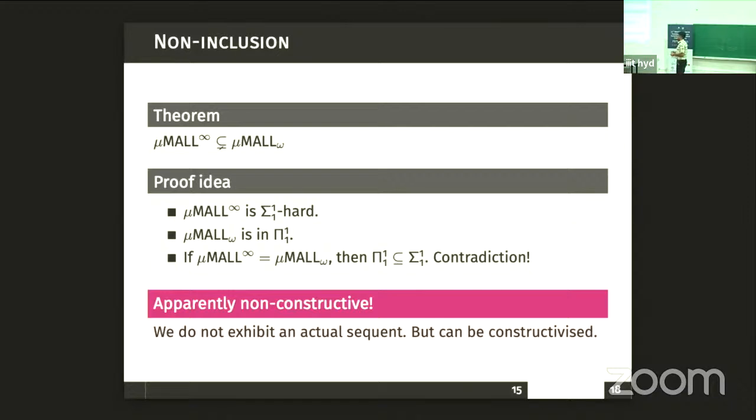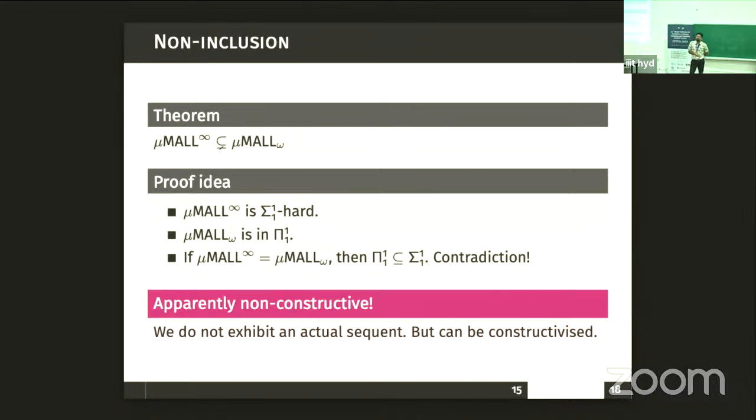So this is the idea. We have mu-MALL infinite, which is the non-well-founded system, is Sigma 1,1 hard. This is something we proved. And now it doesn't require a lot of effort to show that a well-founded infinitely branching system is in Pi 1,1. Basically, you just try everything, and that's just your universal quantification. And if they were the same, then you would have this because of the hardness. And now you appeal to computability theory for the contradiction.